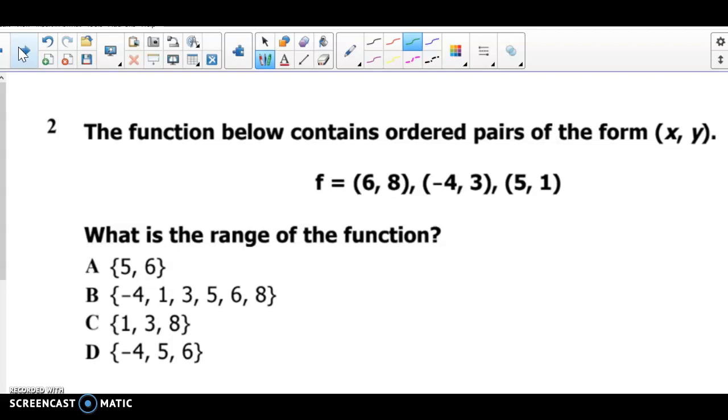On this one, same type of question, given ordered pairs. This time we're looking for range. So we have 1, 3, and 8. If we were talking about domain, we would be looking at our x values, 6, -4, and 5.